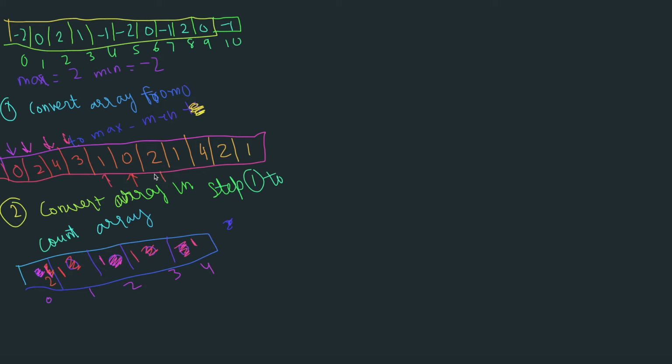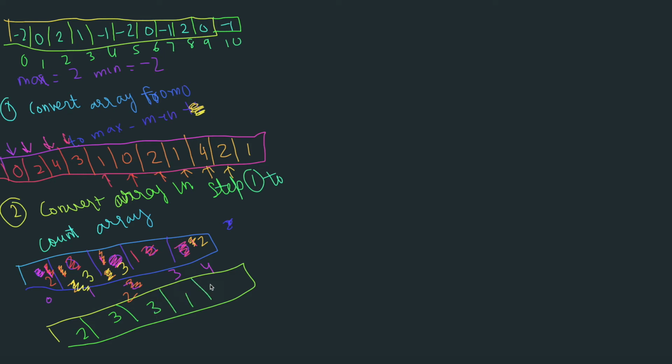Next we increment the value at index 2 by 1, so it becomes 2. Now we increment the value at index 1 by 1, so it becomes 2. We increment the value at index 4 by 1, it becomes 2. We increment the value at index 2 by 1, it becomes 3. We increment the value at index 1, so this becomes 3. So the count array is, let me rewrite this, 2, 3, 3, 1 and 2.